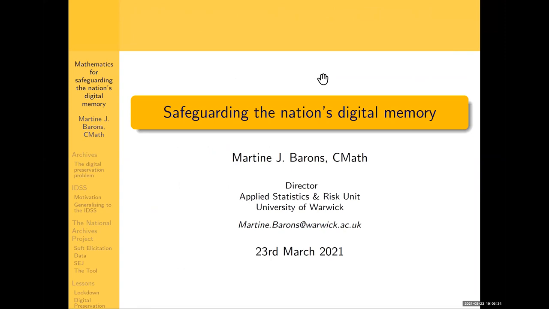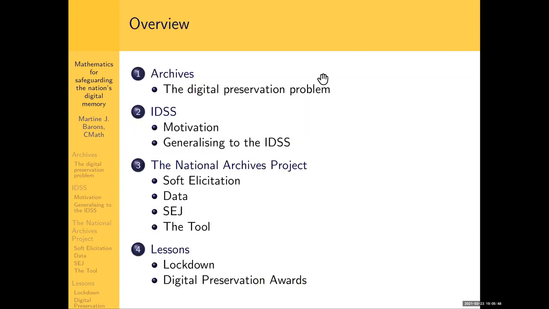So this is a really exciting project which has only just finished. The last tweaks to the resulting tool were done in February, and the National Archive has now adopted it to take forward in perpetuity. So this is how the talk is arranged, more or less.